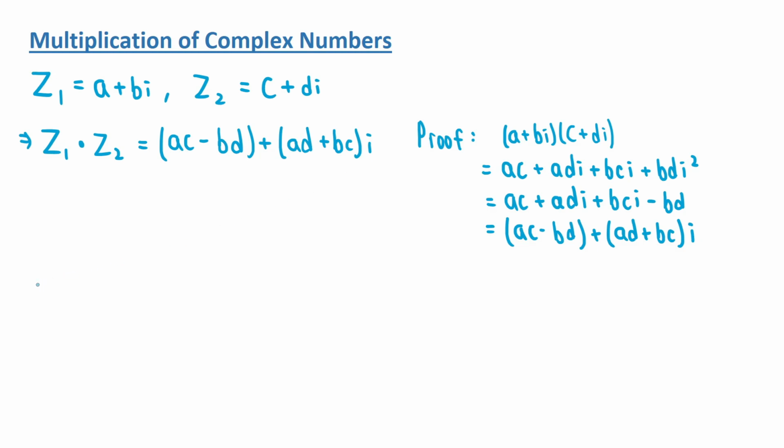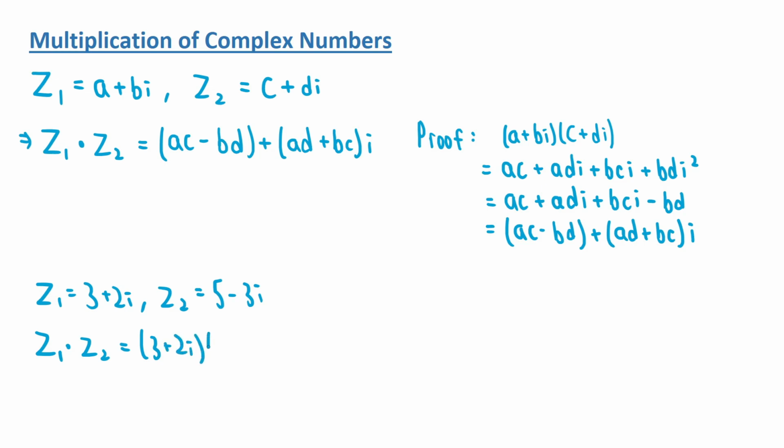So let's say z1 equals 3 plus 2i, and z2 equals 5 minus 3i. Then z1 times z2 is equal to (3 plus 2i) times (5 minus 3i). If we apply the distributive property as we normally would for any expression, then this is equal to 3 times 5, which is equal to 15, plus 3 times -3i, which equals -9i, plus 2i times 5, which equals plus 10i, plus 2i times -3i, which is equal to -6i squared.